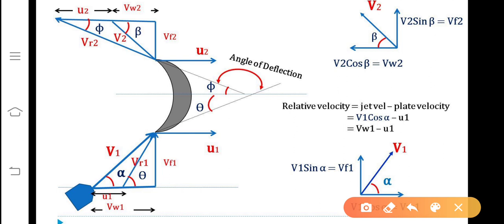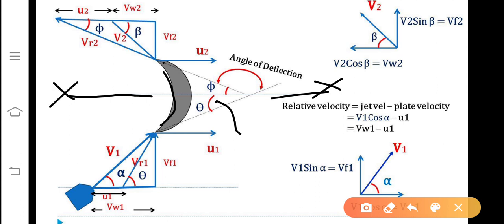V1 is the absolute velocity at inlet. The same is represented here, V2, after it glides over the vane and leaves the vane, that will be V2. U1 and U2 are the peripheral velocities at inlet and outlet respectively. Theta is the angle made by the vane with respect to the horizontal axis, that is the XX axis. Is it clear? Similarly, phi is the angle made with respect to the same x-axis at the outlet. That's why it is taken here, outlet.